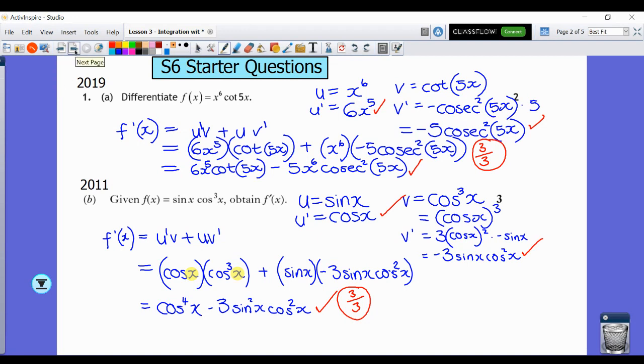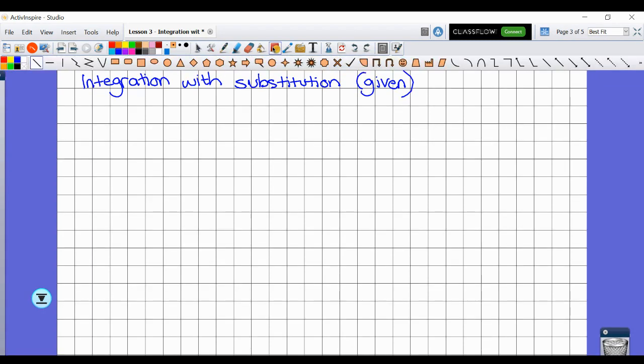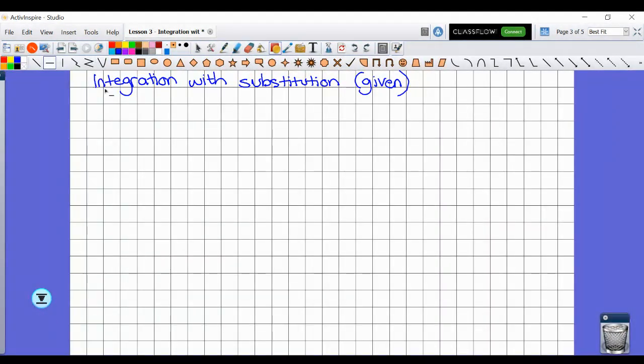Okay, so like I said, the next topic is going to be on integration with substitution, and it's a substitution that's given to you. So that's going to be your heading here. So integration with substitution. And I'm just going to put in brackets here, given, because we're going to be given what substitution we're going to be using. And in some cases, you're not told the substitution.